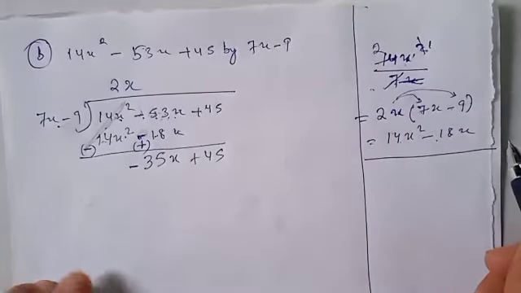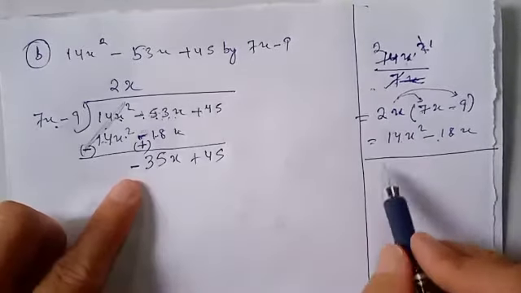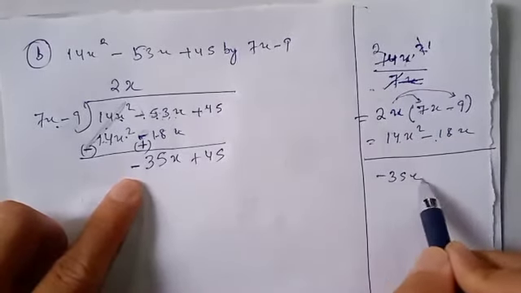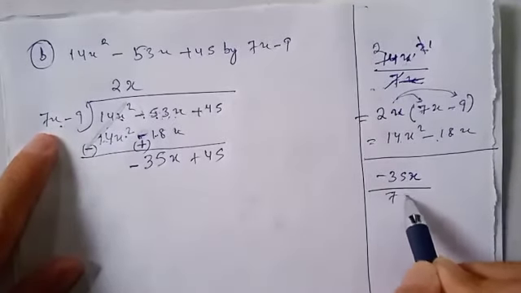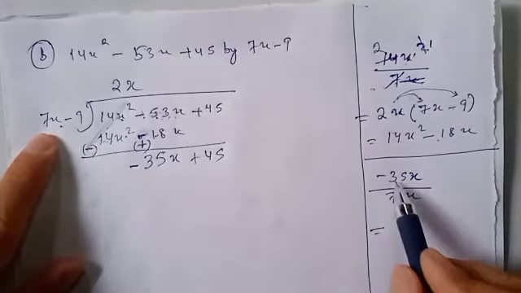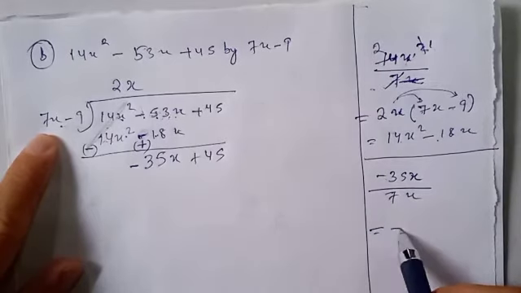Okay, now the second one. First we have minus 35x divided by, again the first term in the divisor, 7x. Okay, here we have only one minus sign, we can cancel.